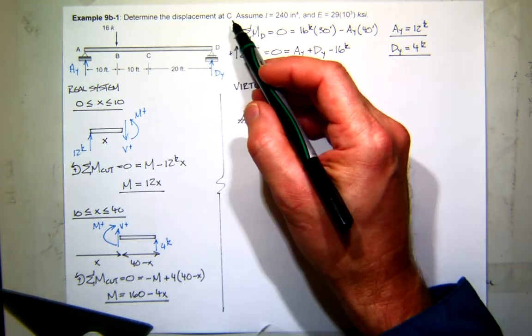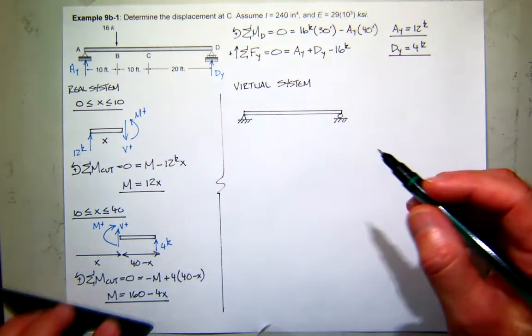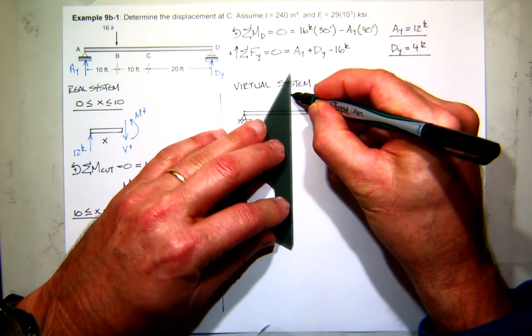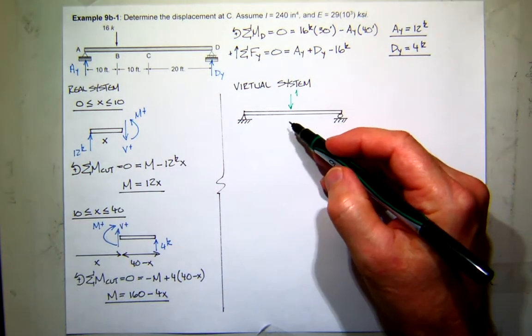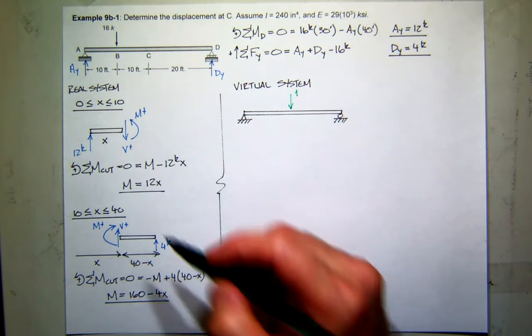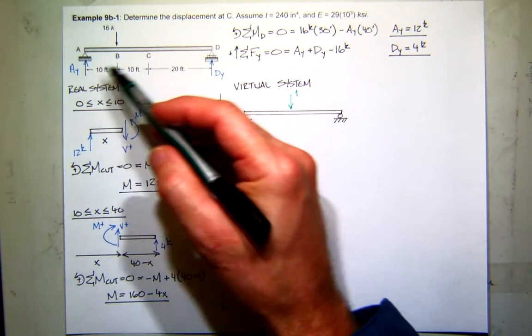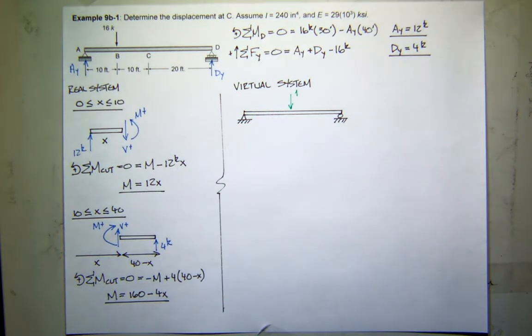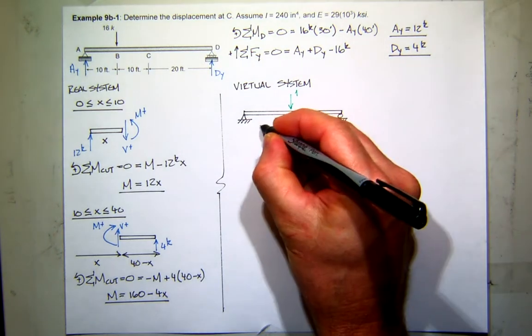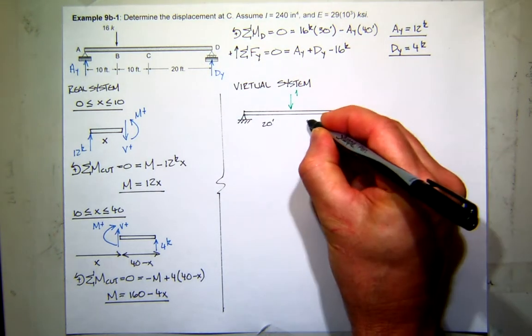It says I want the displacement at C. C is right here in the middle, so I'm going to put my unit load right in the middle at point C. And I'm going to say it's down, which means I'm going to assume my displacement is down. And looking at this real load, you can expect the structure to deflect down. So I'm also expecting to get a positive result. So let me go ahead and write this is 20 feet and 20 feet.